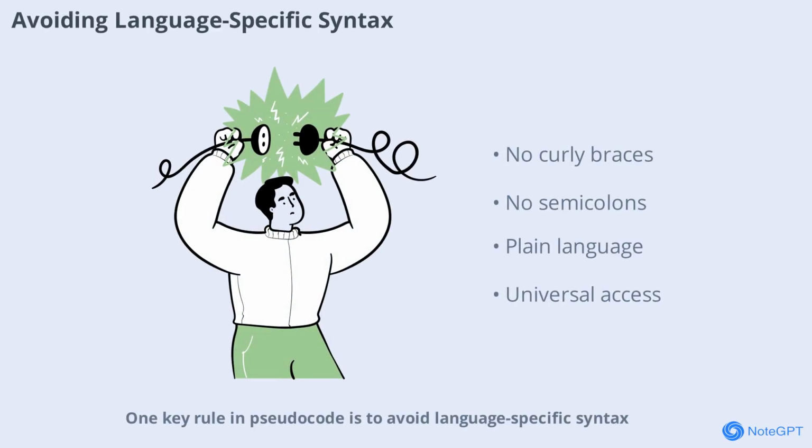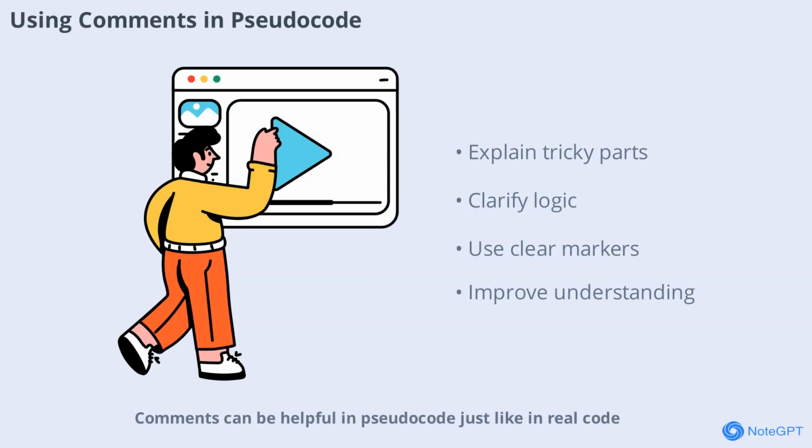One key rule in pseudocode is to avoid language-specific syntax. Don't use curly braces, semicolons, or other programming symbols. Stick to plain language and logical keywords. This keeps your pseudocode accessible to everyone, regardless of their programming background, and makes it easier to translate into any language. Comments can be helpful in pseudocode just like in real code.